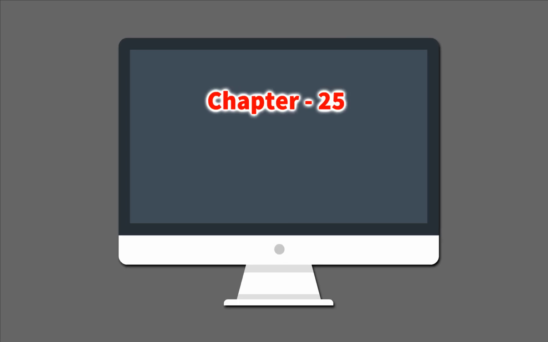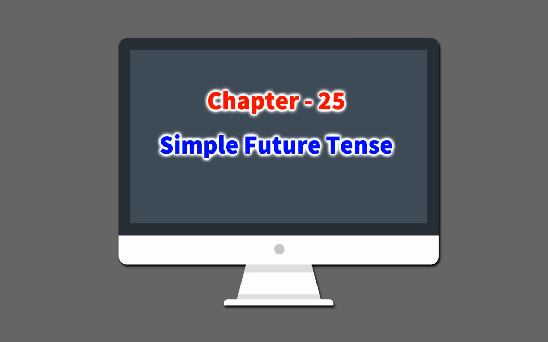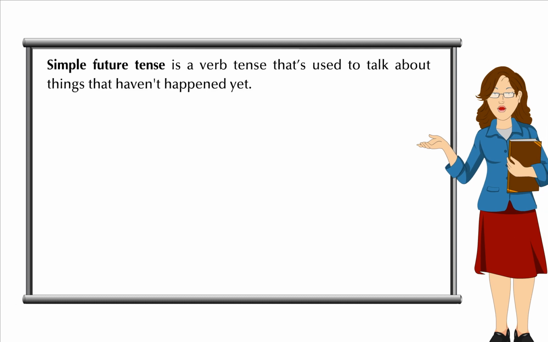Chapter 25: Simple Future Tense. Simple future tense is a verb tense that's used to talk about things that haven't happened yet.